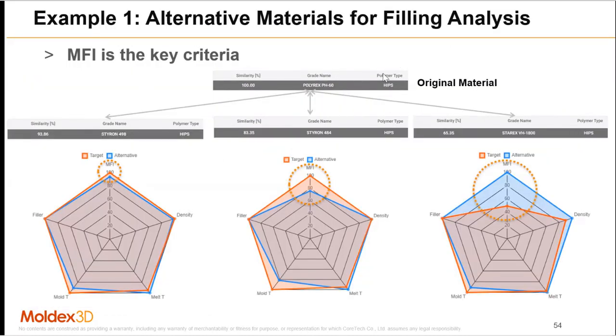For example, we choose a material here, and based on the functions, we can choose 3 different alternative materials. This one is highly similar to the original material, so the similarity is 93. And this is the second alternative material. This is the third alternative material. The similarity is only 65, and the key difference is in the MFI value.